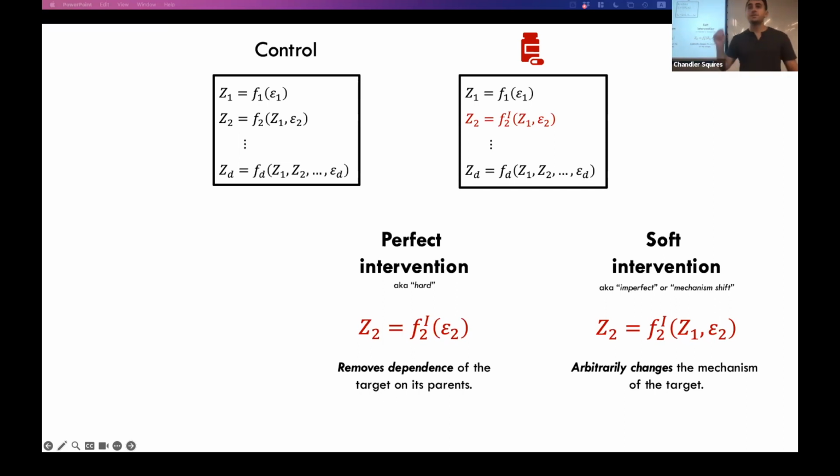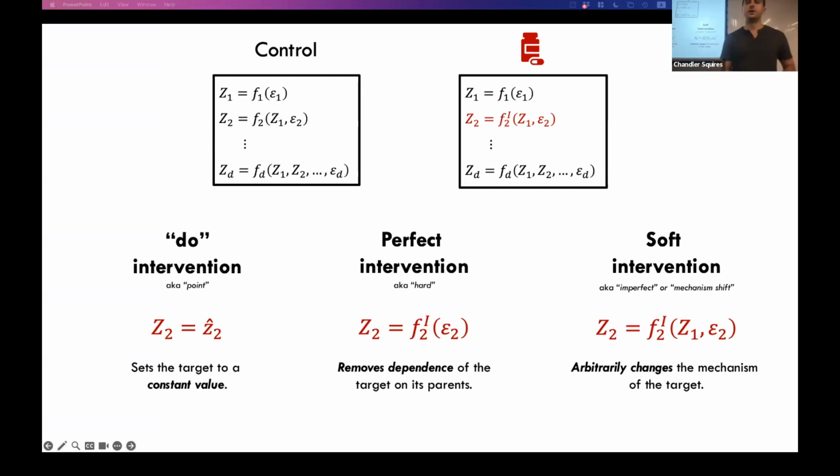A more specific form of intervention actually cuts off the dependence on the parent, so Z1 is not in the function anymore. That's going to be called a perfect intervention. In the way I use perfect intervention, which we'll also call hard interventions, we're still going to allow dependence on this exogenous noise term, so Z2 can still have some stochasticity. And the most old-school, most well-studied form of intervention is the do intervention, where we're just setting the target to a constant value.